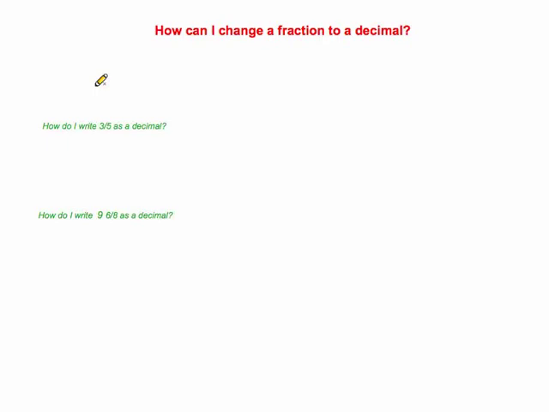Today we're going to learn how to change a fraction to a decimal. And you can do that very simply by changing the denominator of a fraction to a 10 or 100, which makes renaming the fraction as decimals easier because we know that a fraction with a denominator of 10 names a decimal with tenths, and a fraction with a denominator of 100 names a decimal with hundredths.